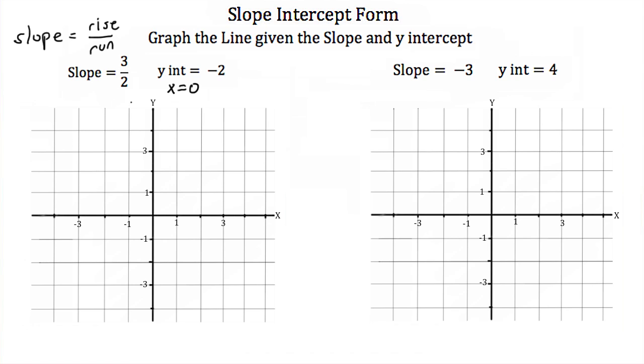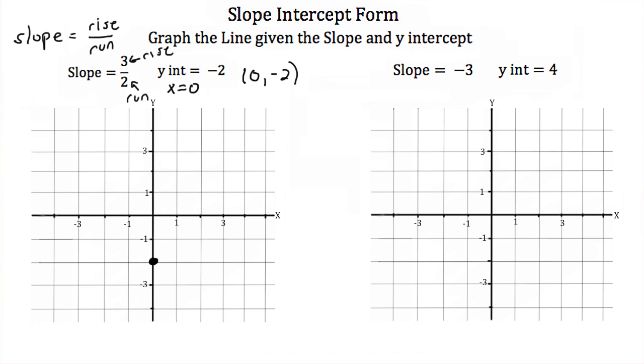So if we have a slope of 3/2, our rise is 3, our run is 2, and a y-intercept of -2 would occur at 0, -2. So to graph this, let's start at our y-intercept, or 0, -2. And that occurs right there.